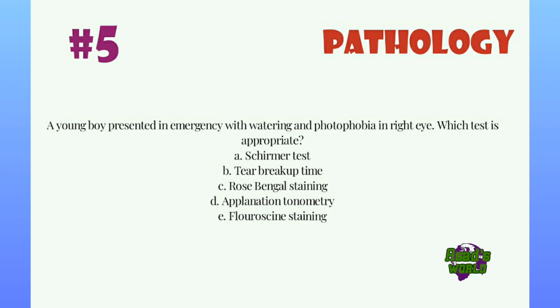Now the fourth option is your applanation tonometry, and it can detect keratitis, but it is not the most appropriate test as it can cause corneal abrasion. Fifth option, that is also option E, fluorescein staining, and fluorescein staining uses fluorescein, that is an orange dye, and it uses blue light to detect foreign bodies in the eye, and this is the most appropriate test. It is a rapid test and it identifies the organism.